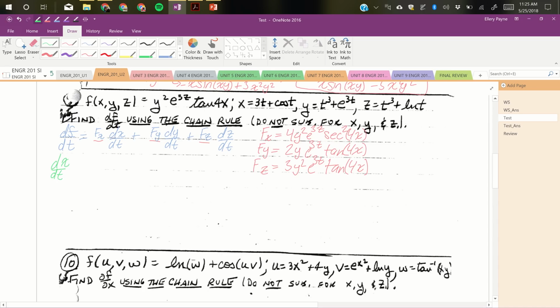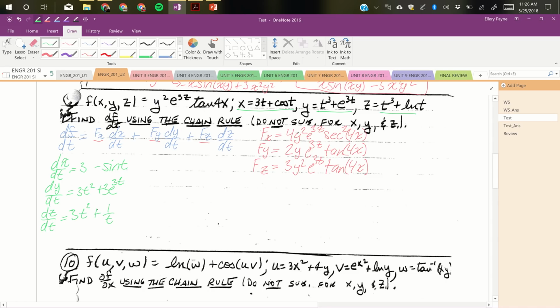So dx/dt, you just have to look at x. It is 3t cosine t. So the derivative of 3t is 3, and the derivative of cosine t would be minus sine t. Now the derivative of y with respect to t, so you have t cubed plus 3 e to the 3t. So this is going to be equal to 3t squared plus 3e to the 3t. Now dz/dt, z is t cubed plus natural log of t. So we have 3t squared again, plus the derivative of natural log of t, which is 1 over t.